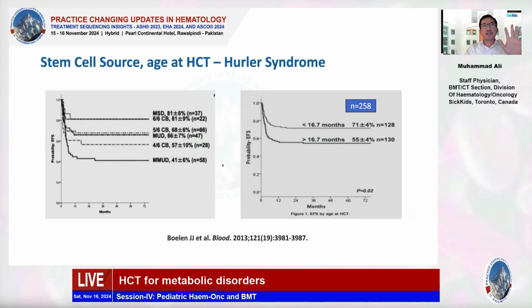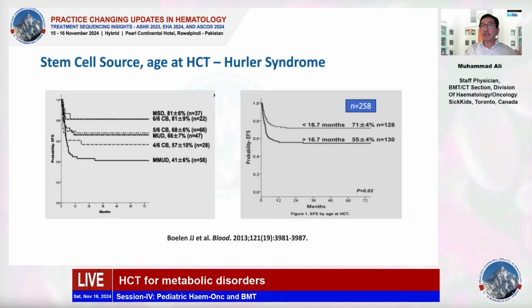So when we do bone marrow transplant for Hurler syndrome, there are certain things that over time we learned that will help in terms of transplant outcome. One is stem cell source, and the second is the age at transplant. In this report, the patients who received a matched sibling donor transplant or a fully matched cord blood had the best outcome compared to patients who received a mismatched cord blood or a matched unrelated donor transplant. And patients who underwent transplant at a younger age, in this study the cutoff age was 16.7 months, had a better outcome compared to older patients. So age is important, and stem cell source is also important when we are planning transplant for Hurler syndrome.